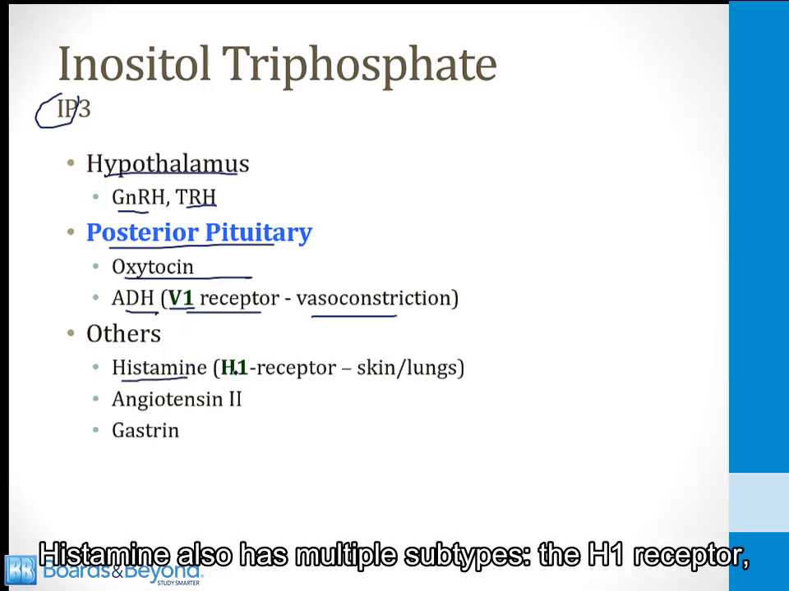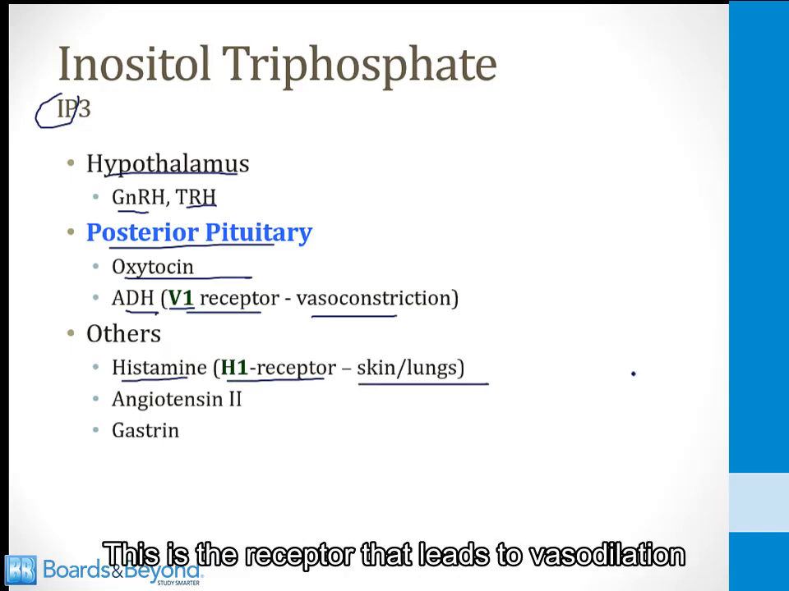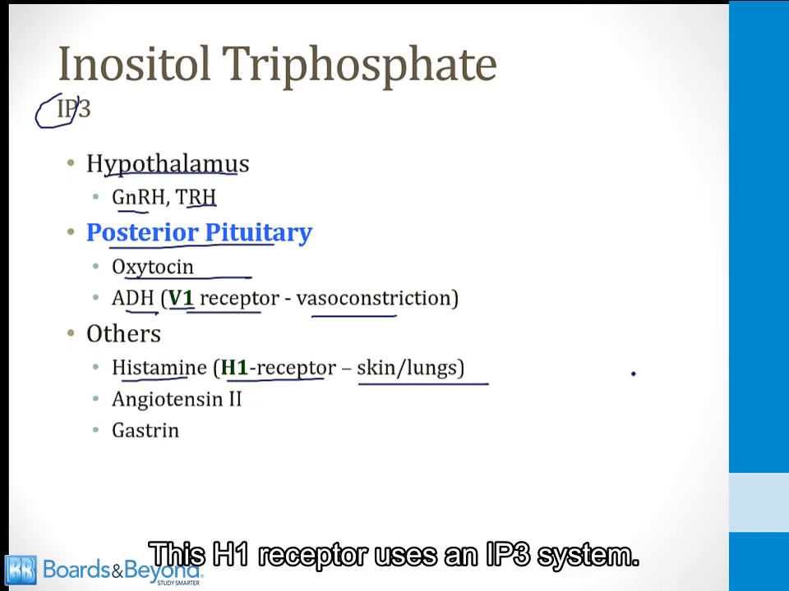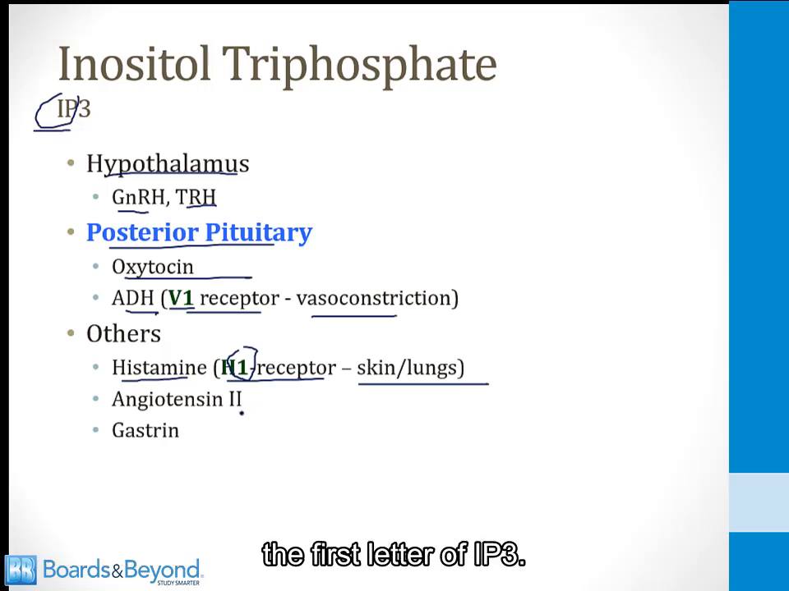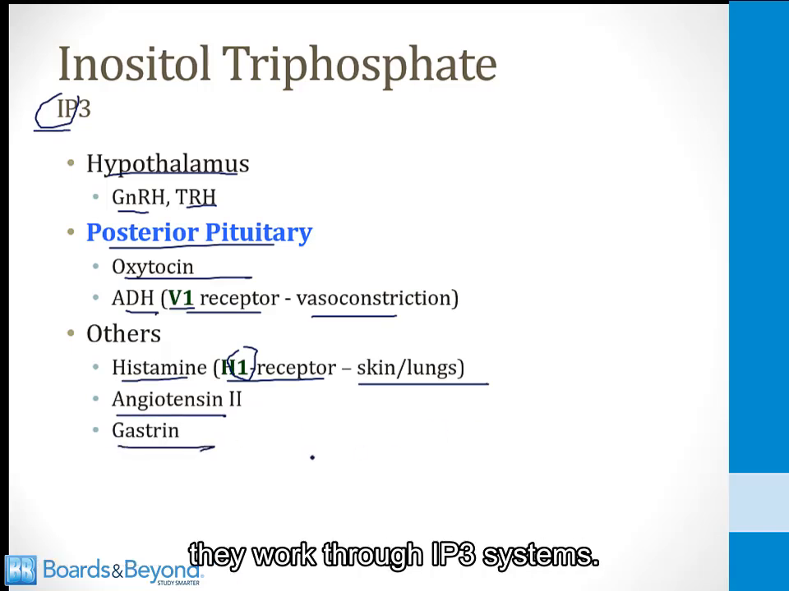Histamine also has multiple subtypes. The H1 receptor, which is found in the skin and in the lungs. This is the receptor that leads to vasodilation and allergic reactions or bronchoconstriction and allergic reactions. This H1 receptor uses an IP3 system, and once again, the 1 in the receptor is like the 1, the first letter of IP3. And then two others include angiotensin II and gastrin. They work through IP3 systems.